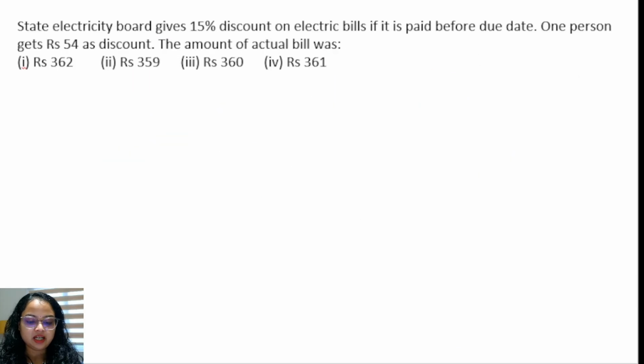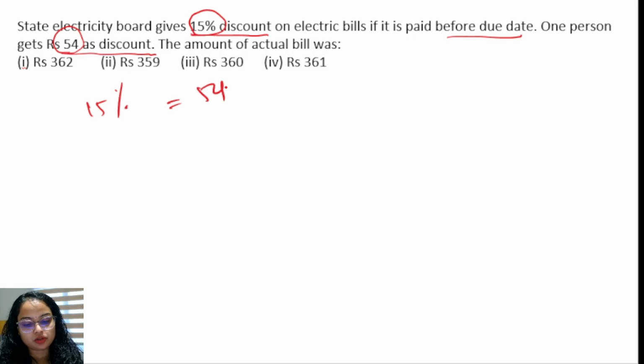Next one. State Electricity Board gives 15% discount on electric bills if it is paid before due date. One person gets 54 rupees as discount. So the amount of actual bill was what? The discount of 15% is given if it is paid before the date. So one person gets 54 rupees as discount. So here 15% is equal to 54 rupees. Okay, so here 1% is what? 1% is 54 divided by 15.